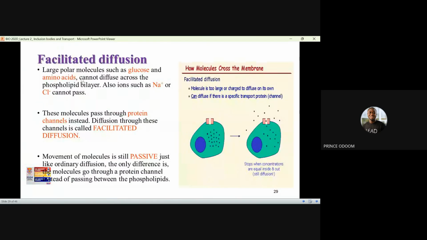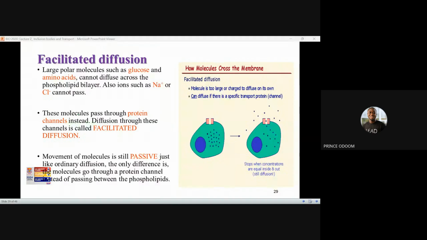Then we come to facilitated diffusion. So remember we said we have passive transport. Remember I said we have diffusion as well as facilitated diffusion. So let's see something. Larger polar molecules such as glucose and amino acids cannot diffuse across the phospholipid bilayer. Remember I said that the pores of the phospholipid bilayer are very small, and so there are some molecules that are large, they will not be able to pass through them. Also, ions such as sodium and chloride cannot pass through them.